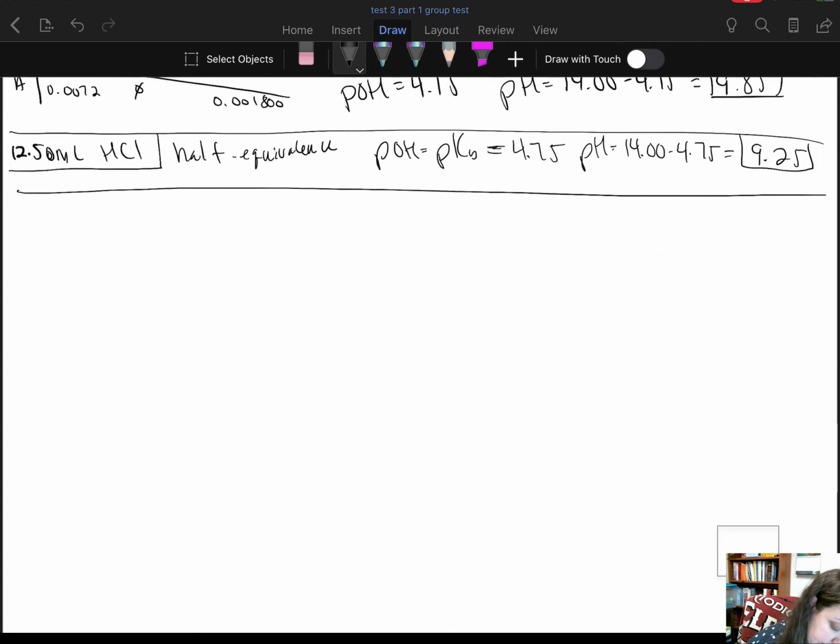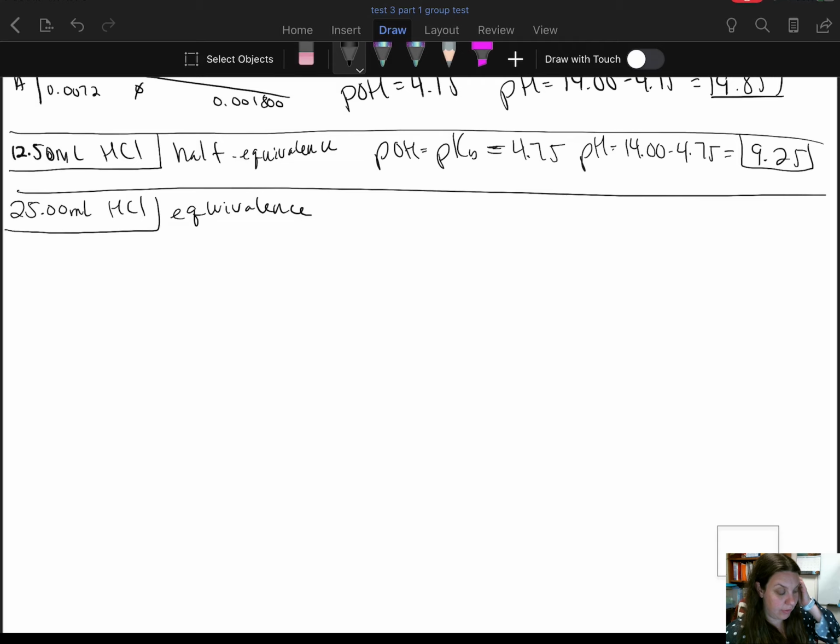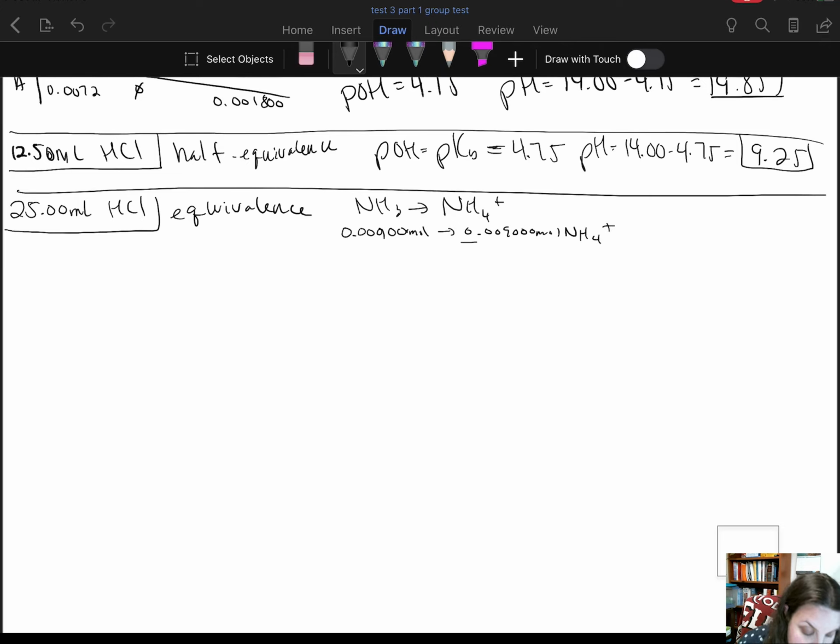Next, 25 milliliters of HCl, we are now at equivalence. So all of our NH3 got converted into NH4. So we started out with 0.00900 moles of NH3. Now we have 0.009000 moles of NH4. We're going to take that mole amount and divide it by our total volume.